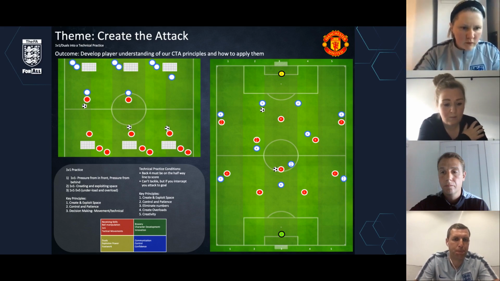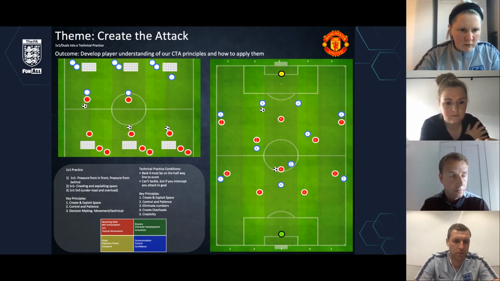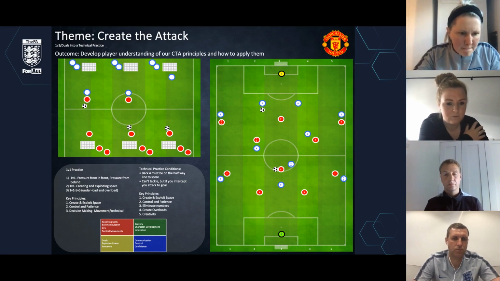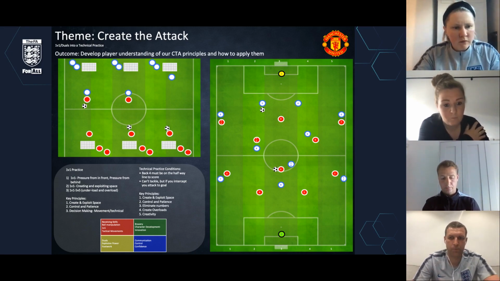The next one might be that you play in, it's set, and then it's that player identifying: is the space in front, is it in behind? So starting to look at the principles that we're focusing on, and then building from a 1v1 up to a 5v5, underloading it, overloading it. Can players start to see pictures and play what they see in terms of creating and exploiting space, creating overloads, and the movement to do that as well?